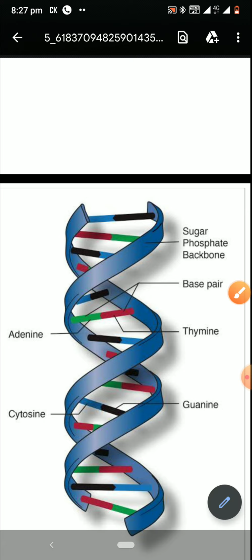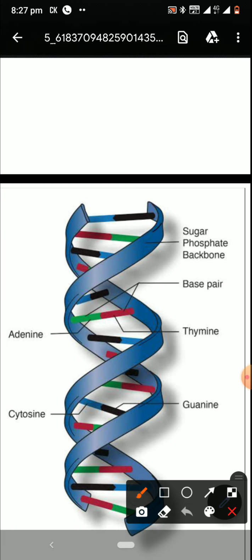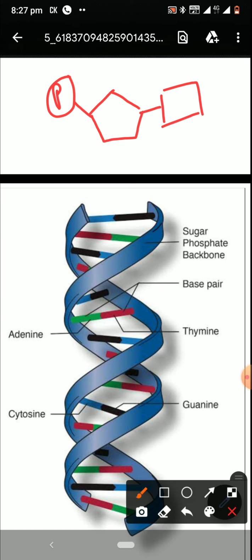So what is this nucleotide? Let's look into the structure of a nucleotide. The nucleotide contains a sugar. This sugar will always be a 5 carbon sugar, and it will have a phosphate group, and it will have a nitrogenous base attached to this sugar. This sugar will always be deoxyribose sugar. The ribose name means 5 carbon sugar, and it will have a phosphate group, and the nitrogenous base can be of 4 types. It can be adenine, guanine, cytosine or uracil.